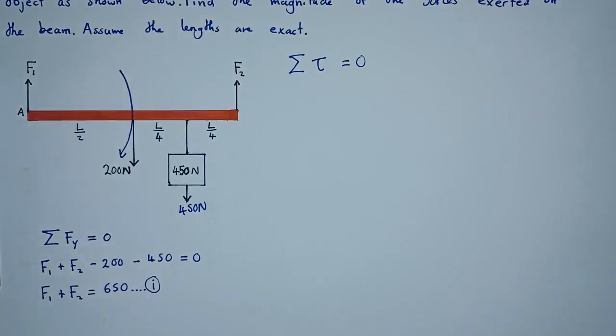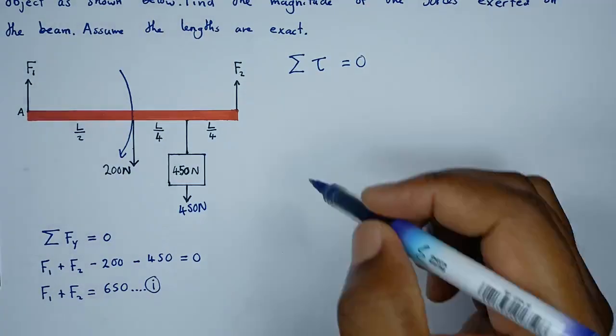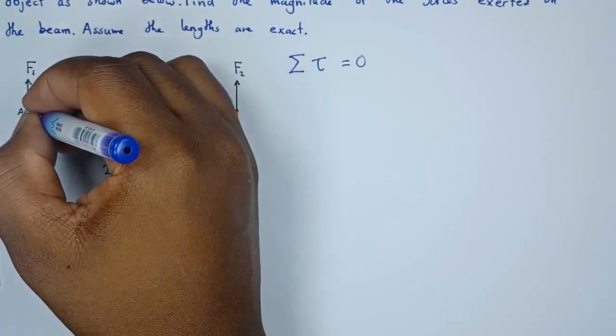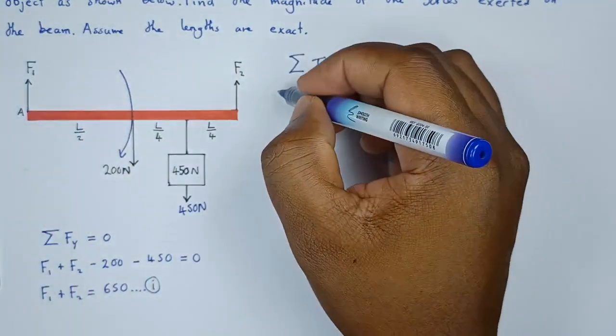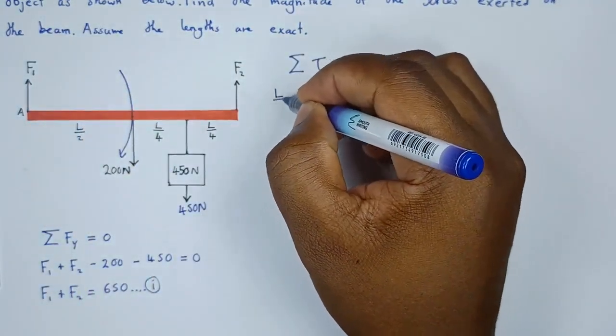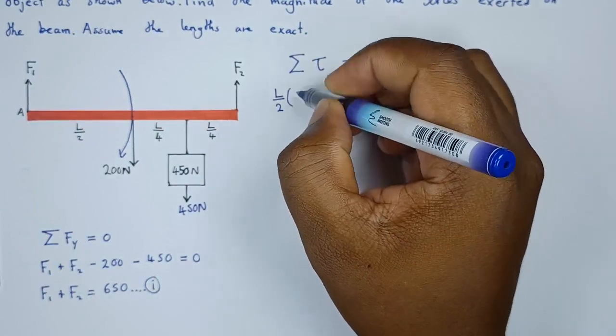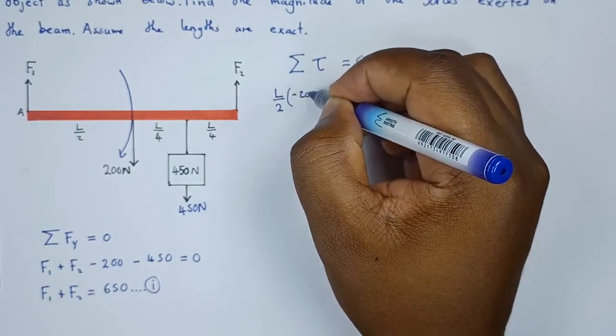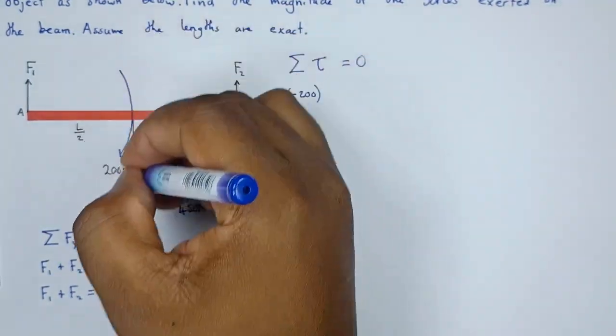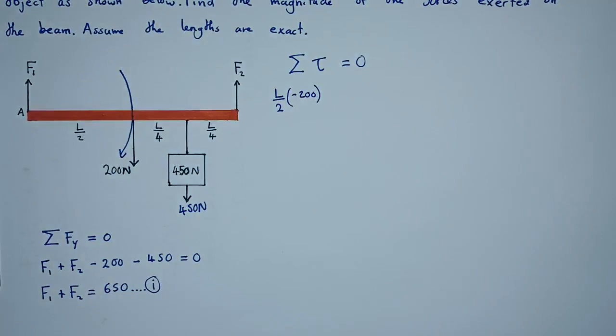Clockwise torque is negative. So what is the distance from the point of rotation? The distance is L over 2. So distance L over 2 multiplied by the negative force, simply because it's going in the clockwise direction and clockwise is negative.